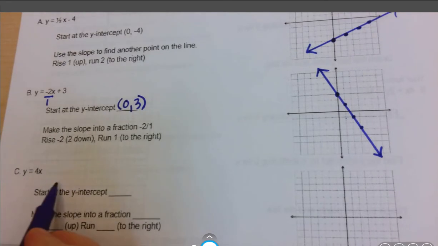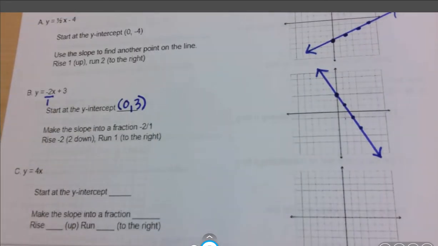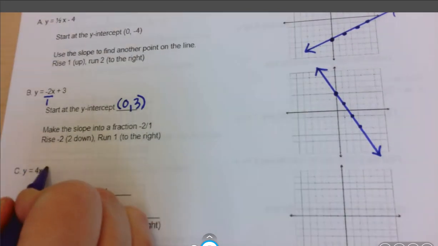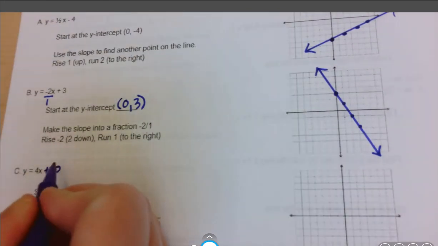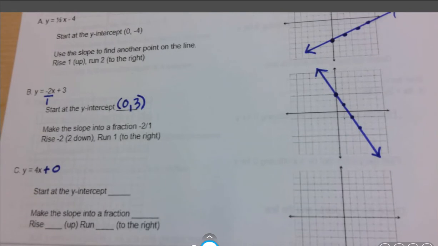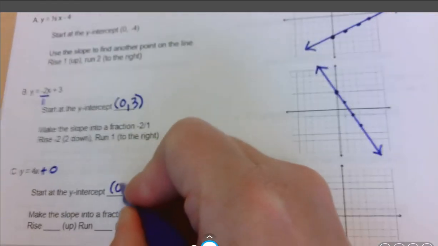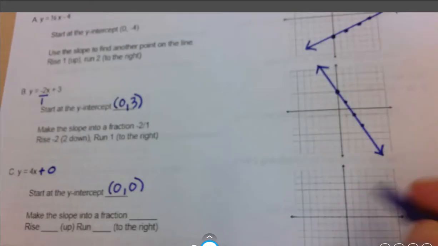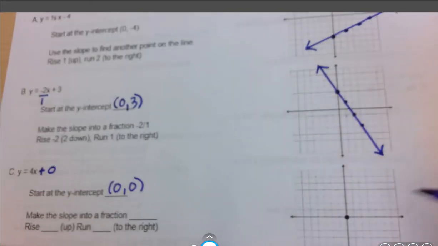I don't have a y-intercept here, so I'm wondering what should I do there? 0. Jeremiah is suggesting a 0. If I write +0, 0, 0. Yes, I agree about that too. So if I write +0 at the end, did I change anything? Yeah, very good. Adding 0 changes nothing. So 0, 0 is your y-intercept. And you want to graph that point on the y-axis.